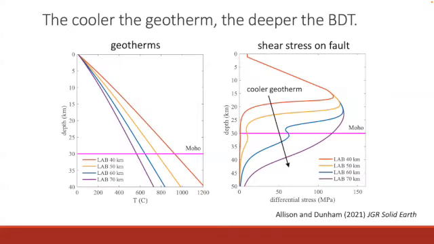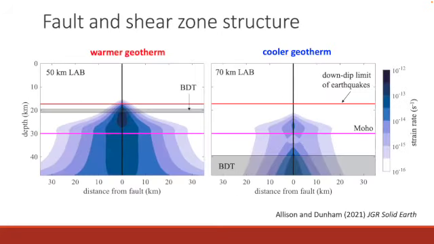The figure on the left here shows the geotherms, and the figure on the right shows the average interseismic shear stress on the fault resulting from cycle simulations run with these geotherms. In general, warmer geotherms lead to a weaker lower crust and upper mantle. These plots show the structure of a shear zone as a function of depth on the y-axis and distance from the fault on the x-axis. The contours show the deviatoric strain rate, with dark purple corresponding to the highest strain rates and white to the lowest. Looking at the figure on the left, the shear zone starts in the lower crust and becomes broader with depth.